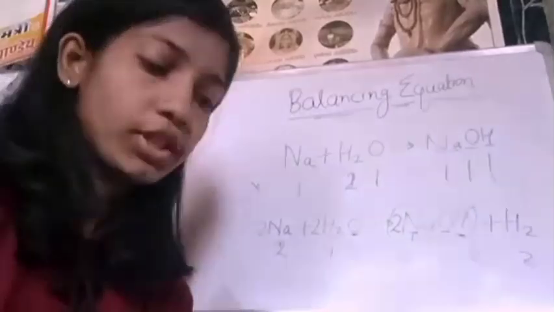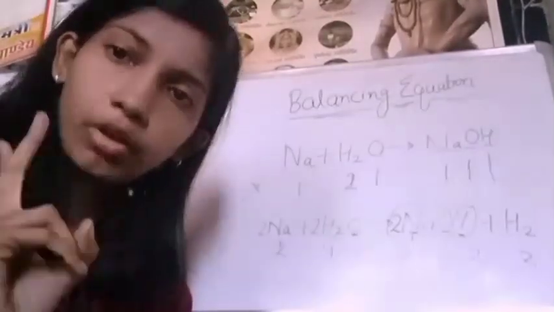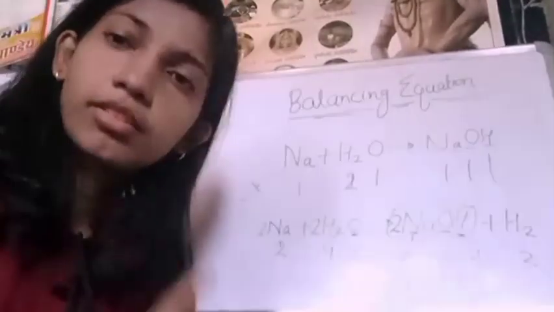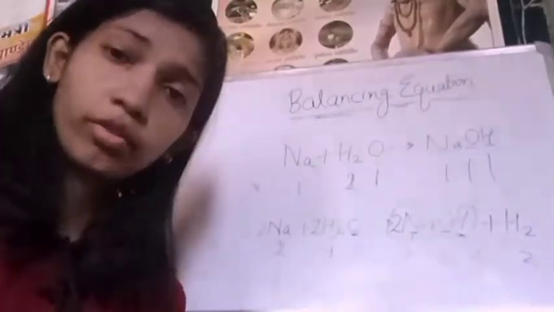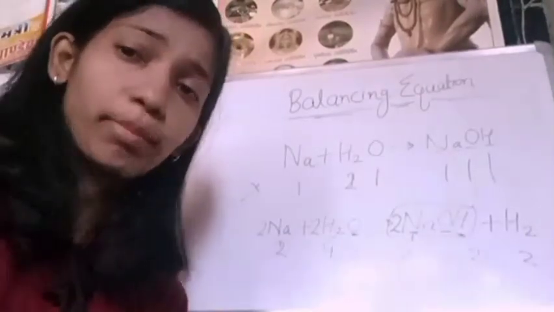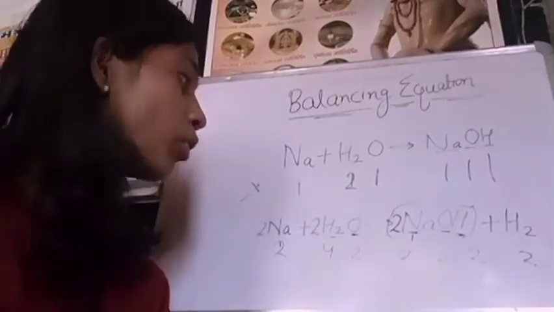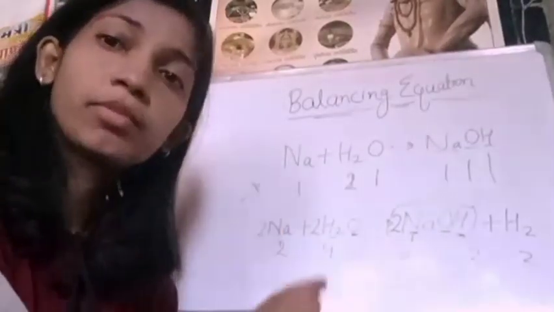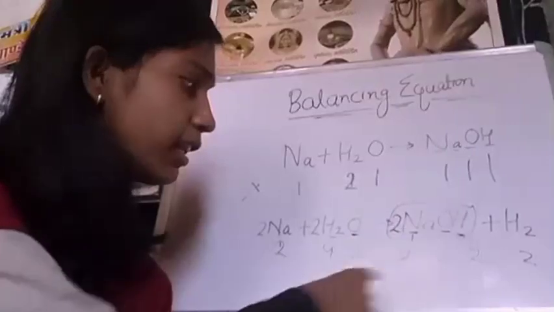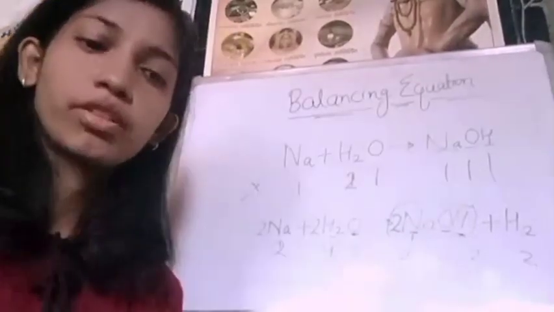First we know whether the equation is balanced or not. Then we apply rule number 2. First we balance metals, then non-metals, then hydrogen, then oxygen. If you do not recognize metals and non-metals, then we find out whether both sides have equal items or not. If you understand, then you can balance any equation.